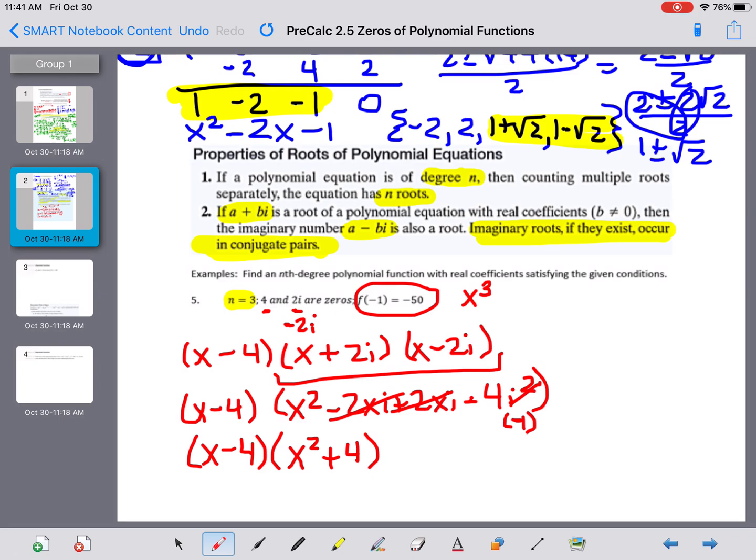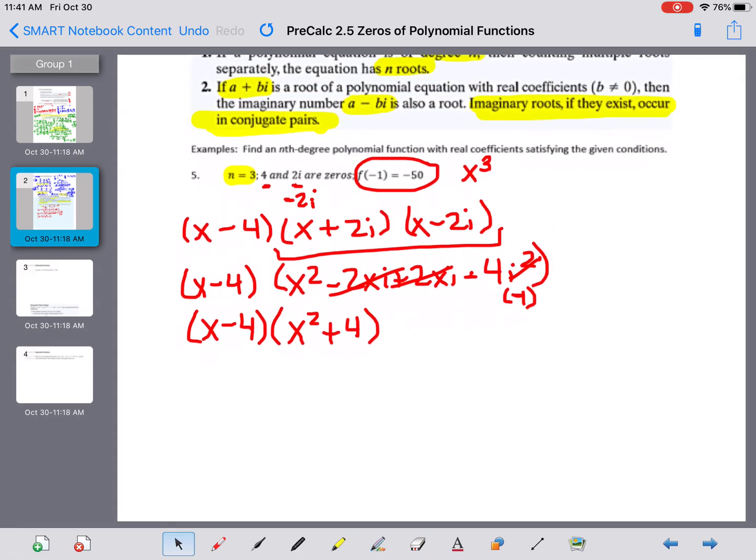So now I'm going to FOIL again because I still just have two polynomials here. So I'm going to take these and FOIL them again. First times first gives me x cubed. Outsides, x times 4 is 4x. Insides is negative 4x squared. And last two, negative 4 times 4 is negative 16. So right now, I have this function.